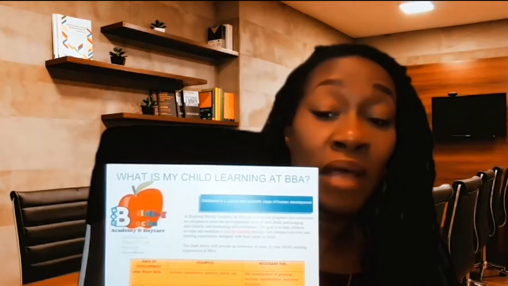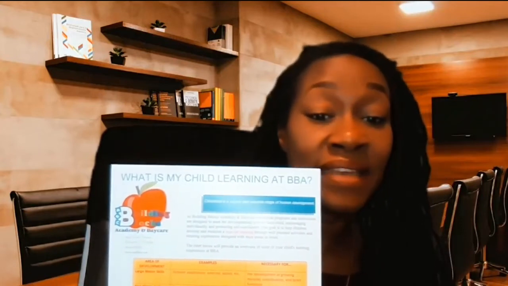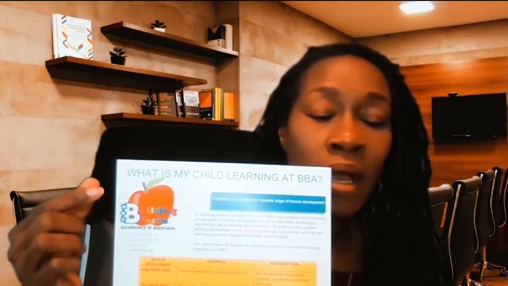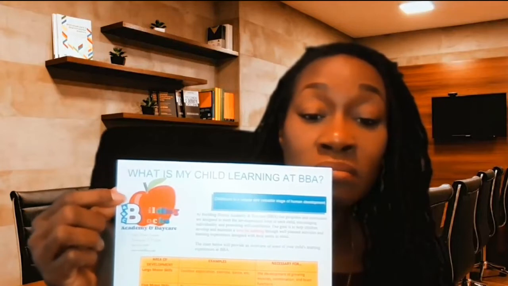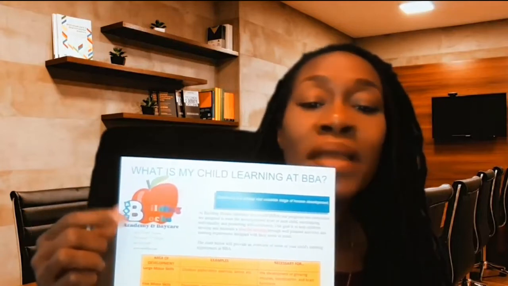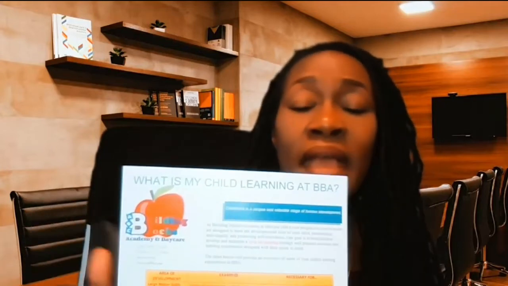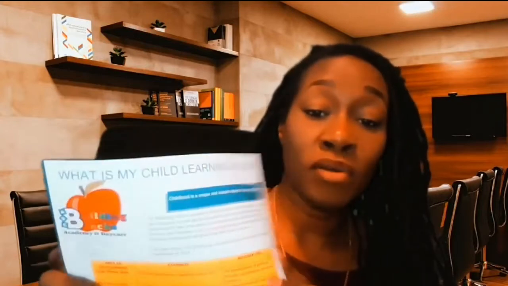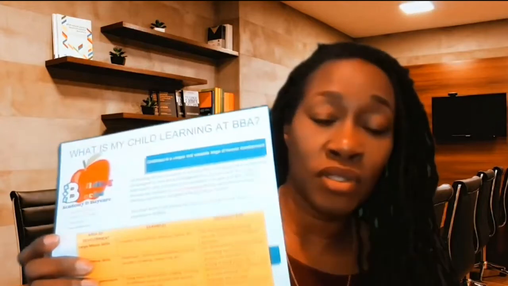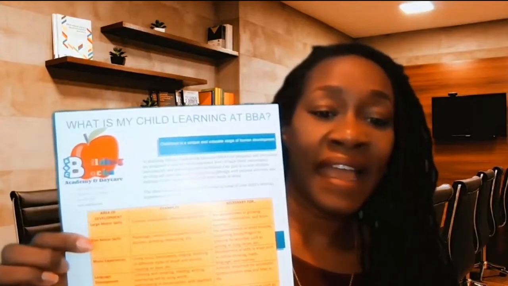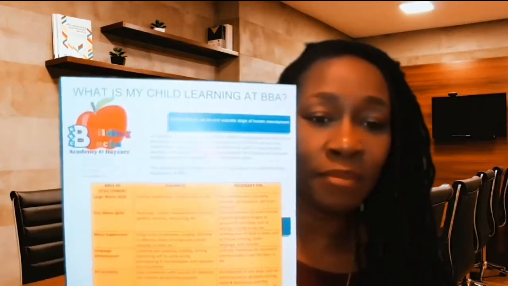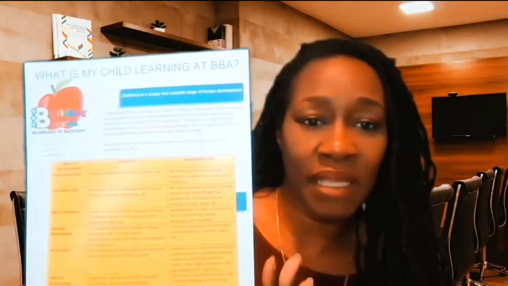Now, we talk a lot about the importance of branding everything, okay? So this is me having a conversation with my parents. What is my child learning at BBA? Every single person that came in to tour with us received this poster. It's kind of thick. It's like a poster flyer that once I created it, I uploaded it to Vistaprint and had them printed out and send me them. So I would get them in batches of 100.